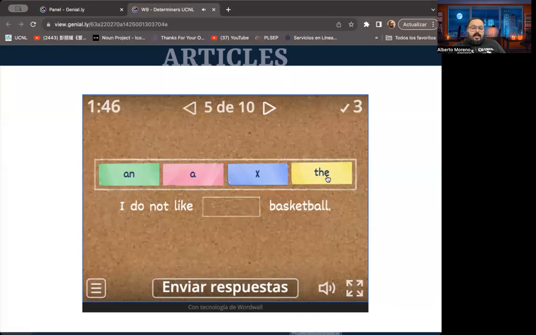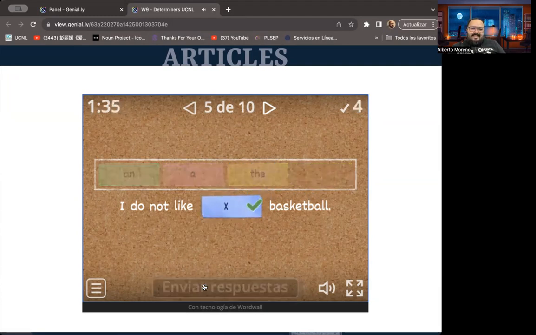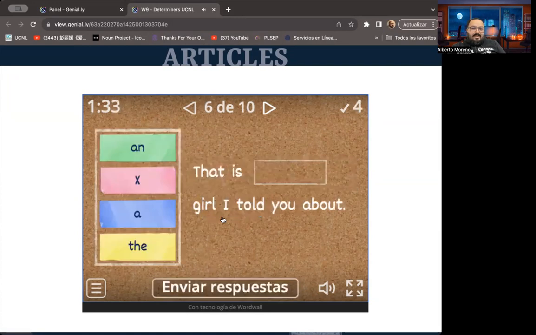The basketball. Seguros, o nada. Nada. Acuérdense que con los deportes no utilizamos artículos.